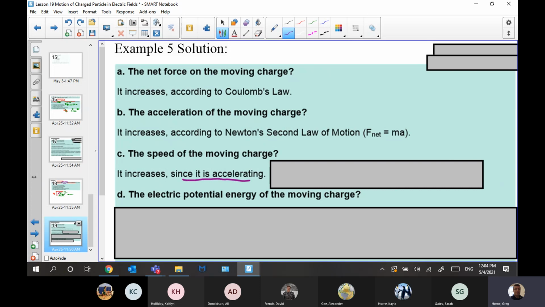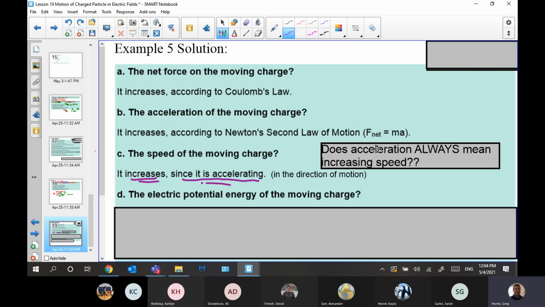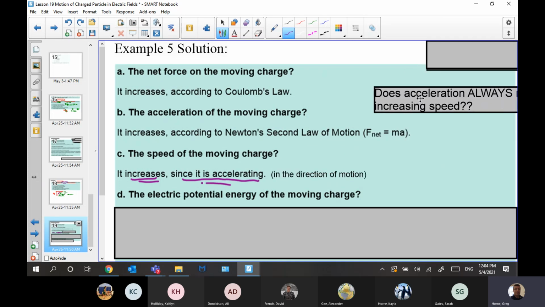This is what bothers me. It's increasing since it's accelerating. My question is to do with that. Does acceleration always mean that the speed increases? The answer is no. Sometimes acceleration can cause things to slow down, right? So I would want you to add in, since it's accelerating in the direction of motion. Since it's accelerating in the direction of motion is an important clarification.